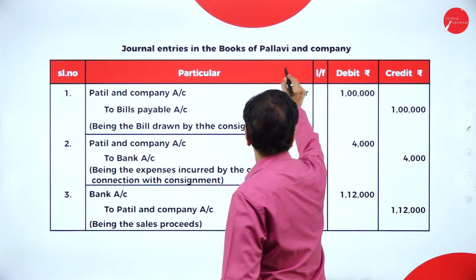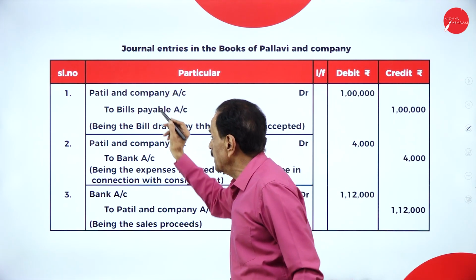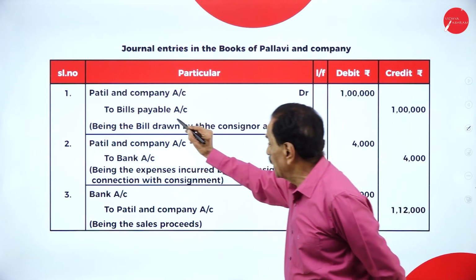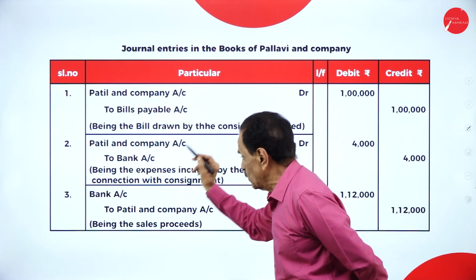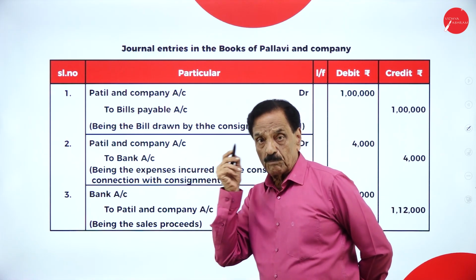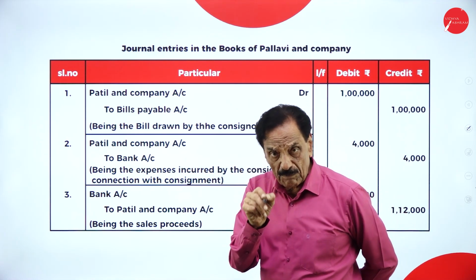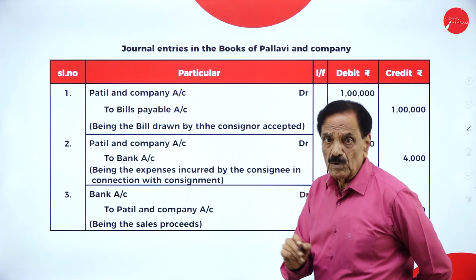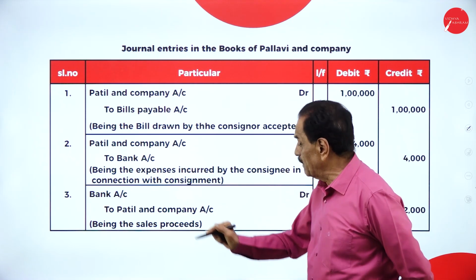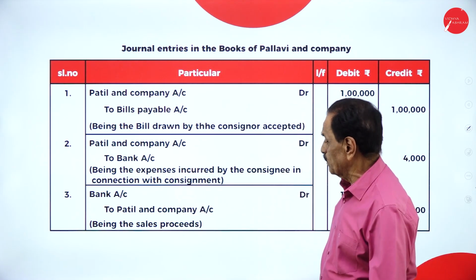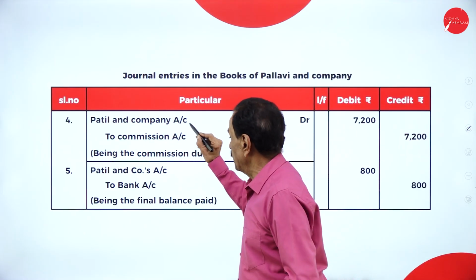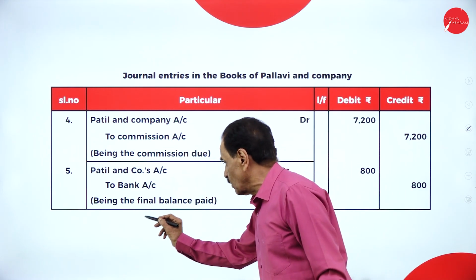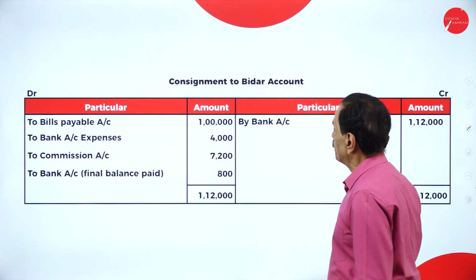Then journal entry in the books of Pallavi and Company. Patil and Company Dr. to Bills Payable A/c. Patil is the owner. He has to pay the bill to consignee. Patil and Company Dr. to Bank A/c, so this expenditure is met by consignee on behalf of the consignor. Bank A/c Dr. to Patil and Company, being the sales, the amount sent by consignee to consignor. We are the consignee who sends this to Patil and Company. Patil and Company Dr. to Commission A/c, being the commission due. Patil and Company Dr. to Bank A/c, being the final balance paid.